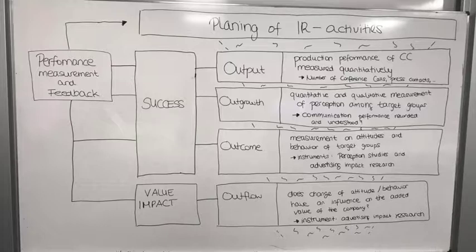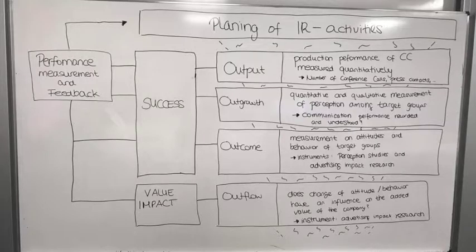This is a scheme from the neighboring discipline public relations, which can easily be adapted to the effects of investor relations. You can distinguish between considering the instruments of success control or the communication transmission, so output and outgrowth, and the actual success in the sense of the effects of communication, so outcome and outflow.